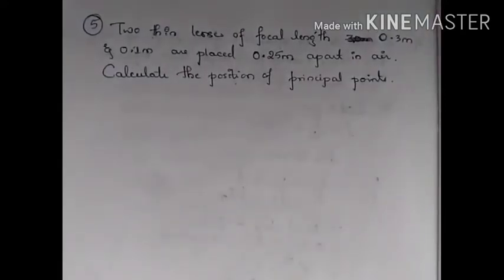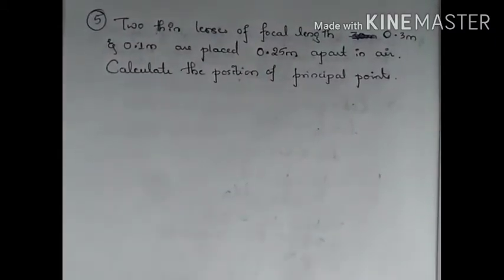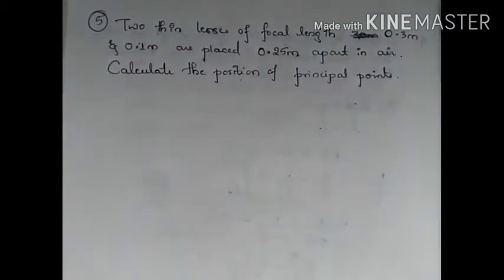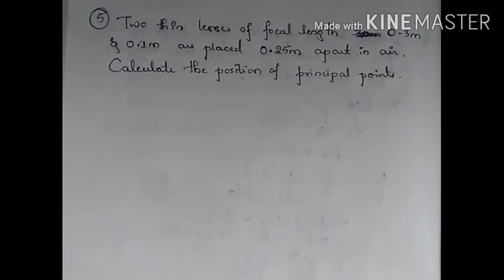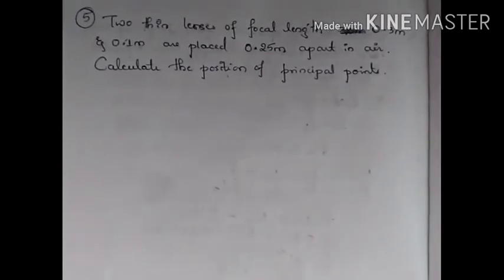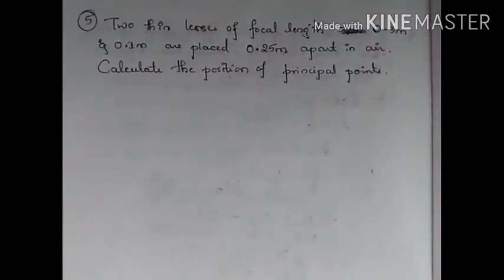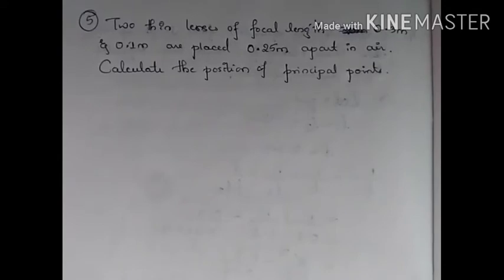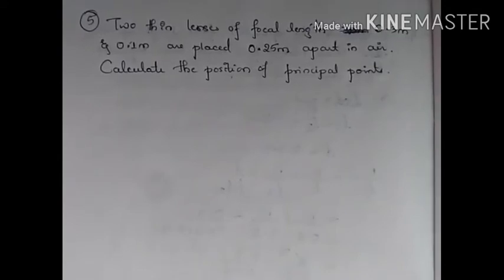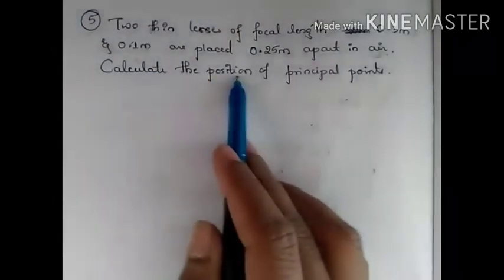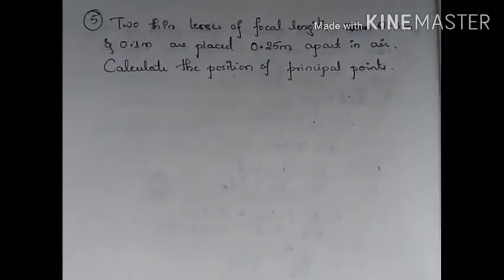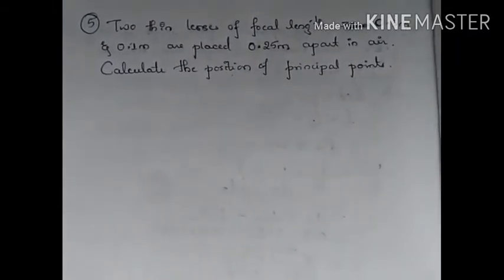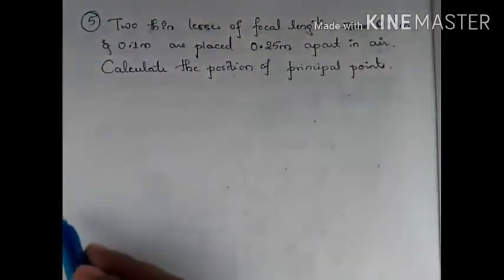Next question is, two thin lenses of focal length 0.3 meters and 0.1 meters are placed 0.25 meters apart in air. So here they are mentioning the medium is air, so the refractive index for this medium will be 1. n is equal to 1 for the air medium. Now it is asking to calculate the position of the principal points. So what we have to find? Again we have to find alpha 1 and alpha 2 for the system of two thin lenses.